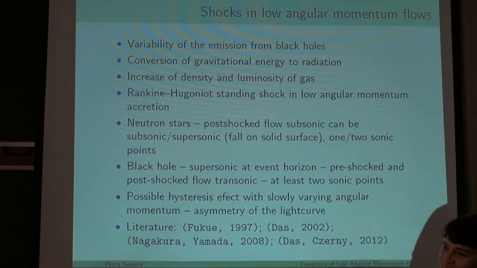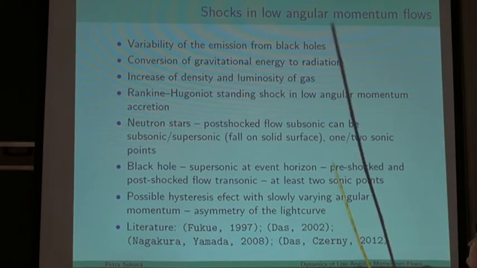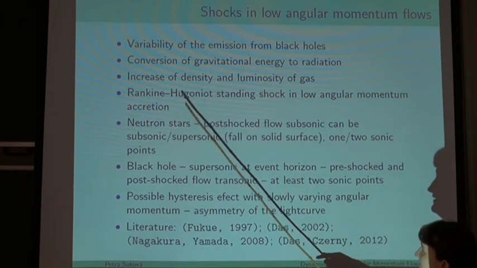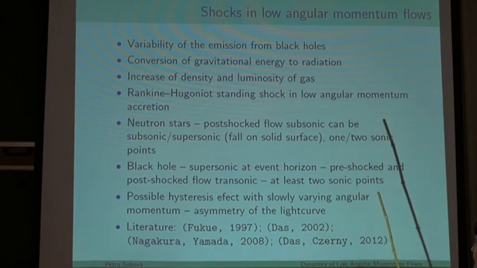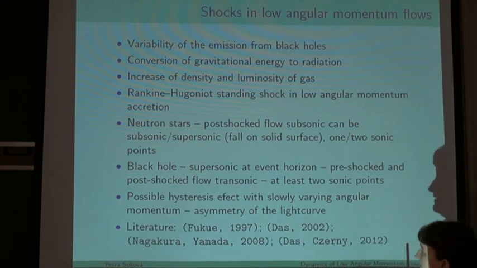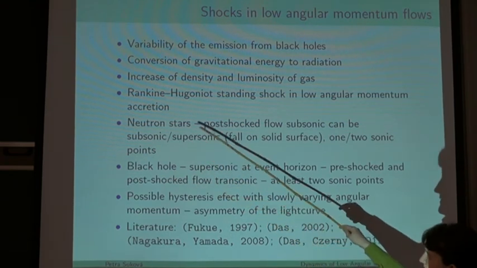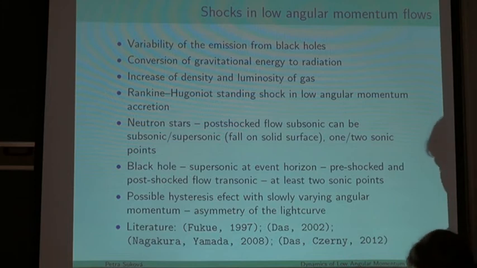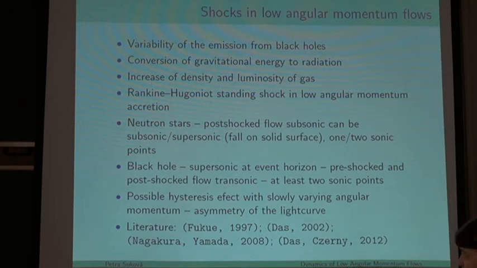Now I want to tell you something about the theory, semi-analytical results about low angular momentum flows, but I don't have very much time. We want to study the existence of a Rankine-Hugoniot standing shock in low angular momentum accretion. There could be some difference between accretion onto a neutron star or a black hole, but we are interested in black holes. As I said earlier, there is a possibility that for some parameters we have more critical points at the sonic point.